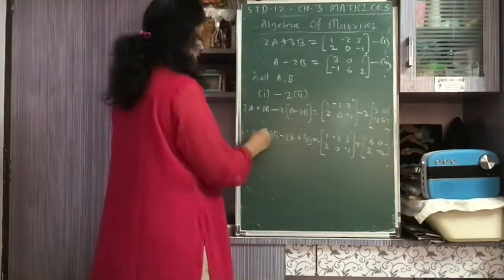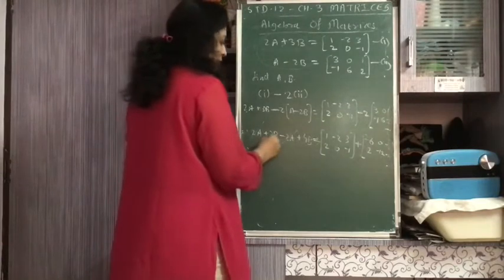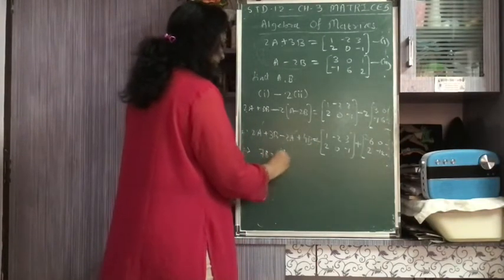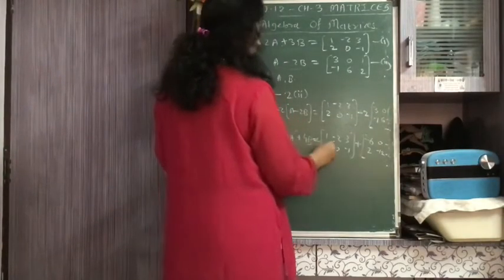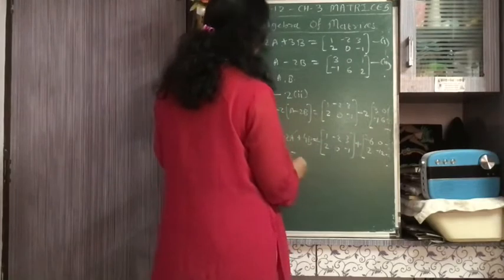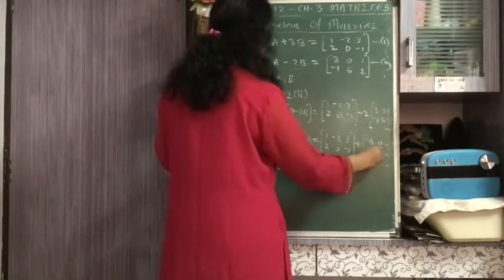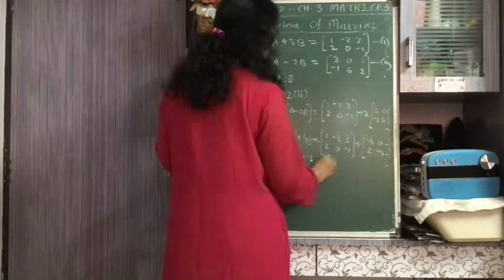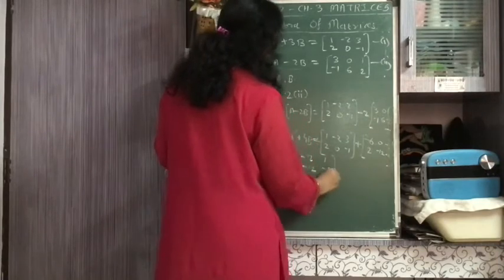Here you can see plus 2A and minus 2A is getting 0 matrix. 0 matrix plus 3B plus 4B will be 7B. 1 minus 6 is minus 5. 2 plus 2 is 4. Minus 2 plus 0, minus 2. 0 minus 12, minus 12. 3 minus 2 is 1. Minus 1 minus 4 is minus 5.